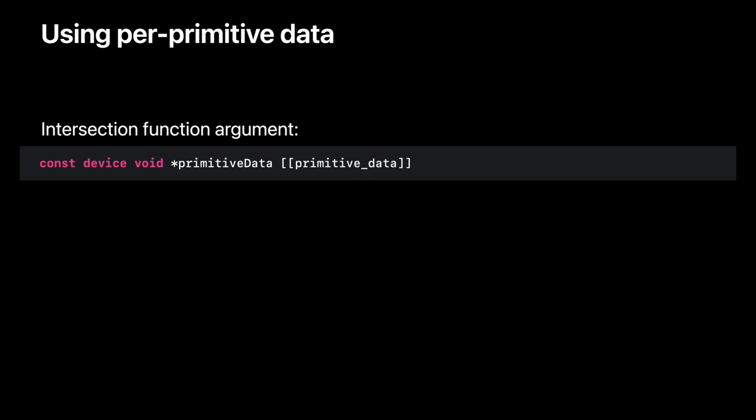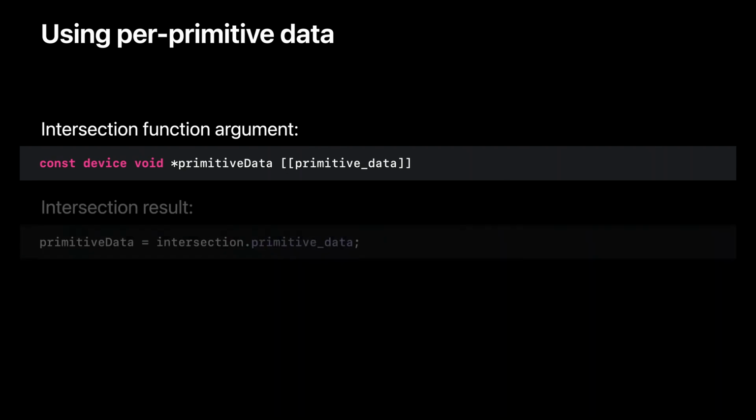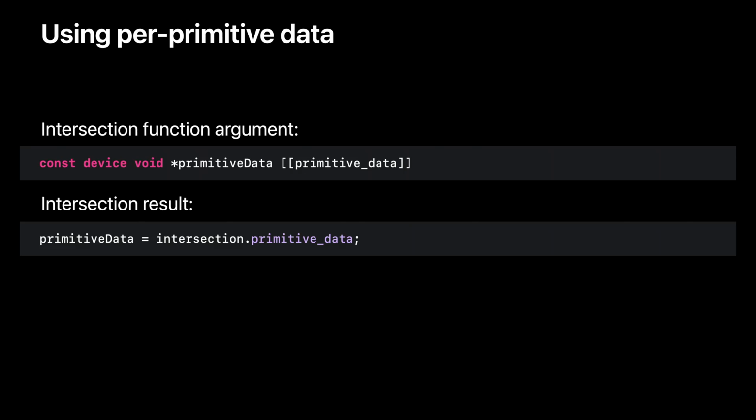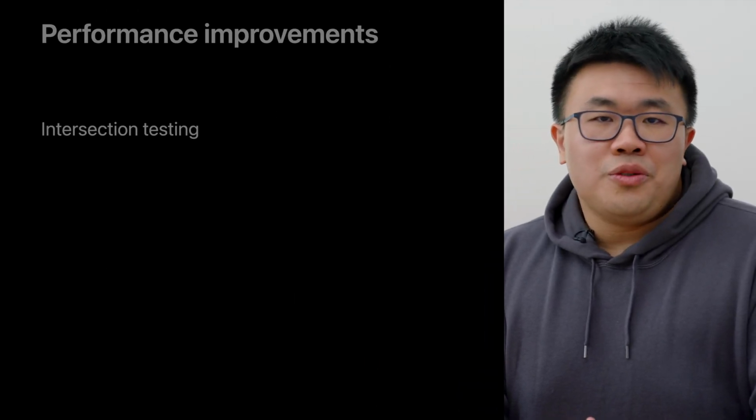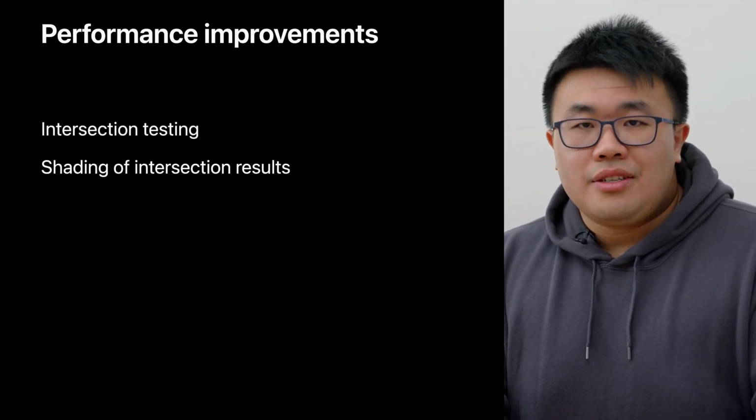You have already seen how you can use per primitive data in an intersection function. It's simply passed into the function as a pointer. But that's not all. You have access to this data wherever you need it. That includes the final intersection result returned by the intersector. And if you are using intersection query, the primitive data is also available for both candidate and committed intersections. This means you can use per primitive data for shading in addition to intersection testing. Per primitive data can improve the performance of both your intersection code and your shading code by reducing the number of memory accesses and interactions.